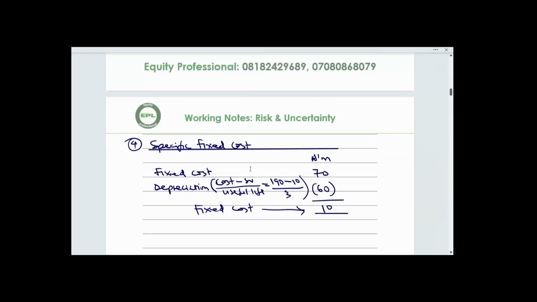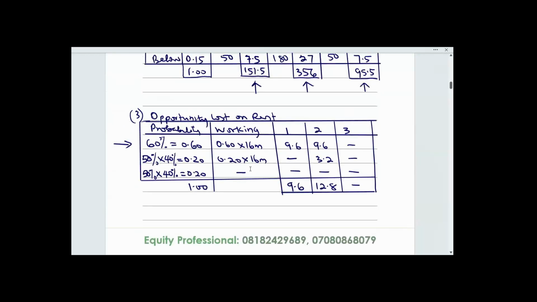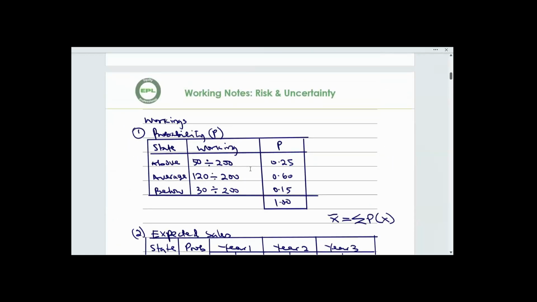Okay, so let's go and post. Fixed cost. Working number 4. 10 million naira per annum.